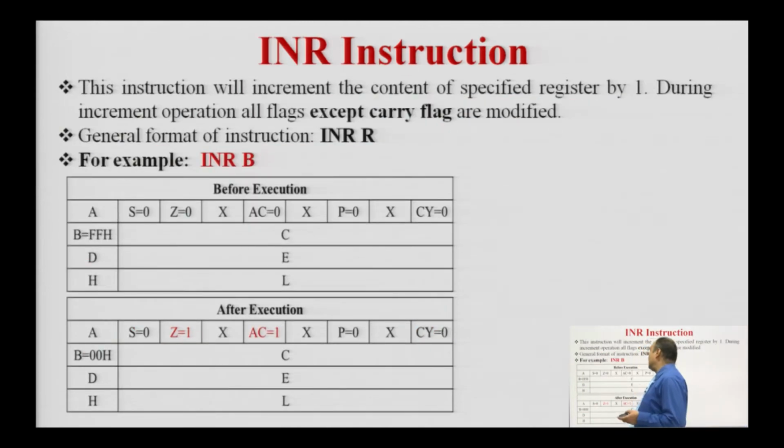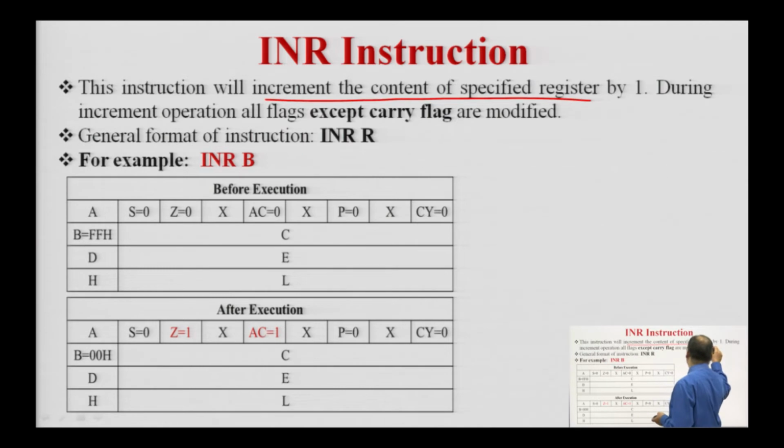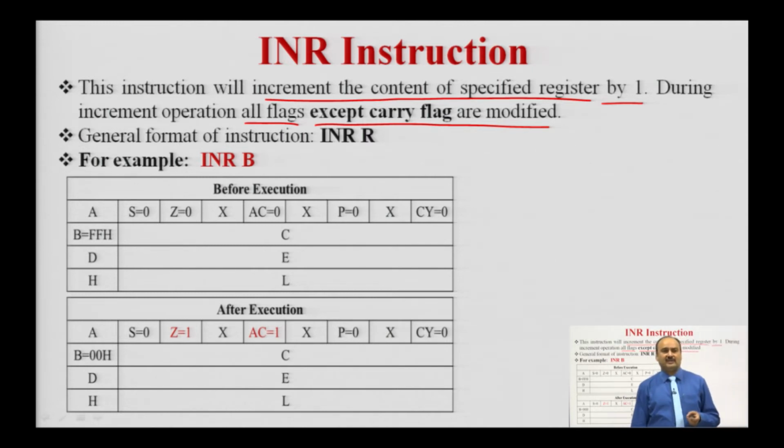Next instruction is the INR instruction. This instruction will increment the content of the specified register by 1. So, when the microprocessor executes this instruction, the content of the specified register is incremented by 1. During the increment operation all flags except the carry flag are modified. This is required to remember here with the instruction INR. So, whenever the microprocessor executes this instruction INR, all flags are modified except the carry flag, and this instruction will increment the content of the specified register by 1.